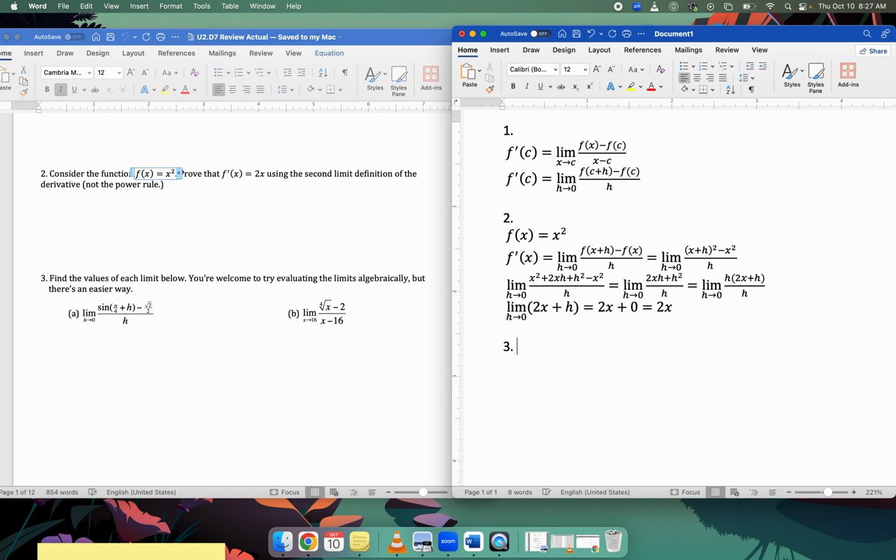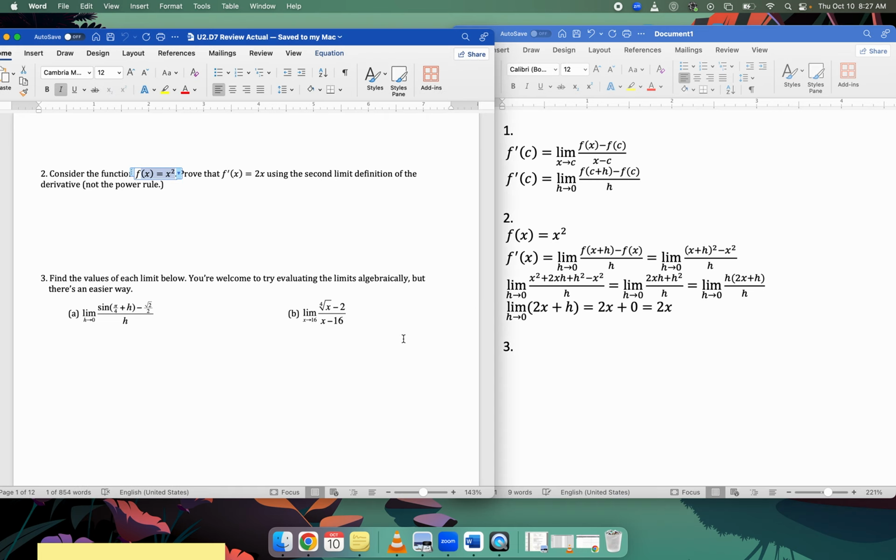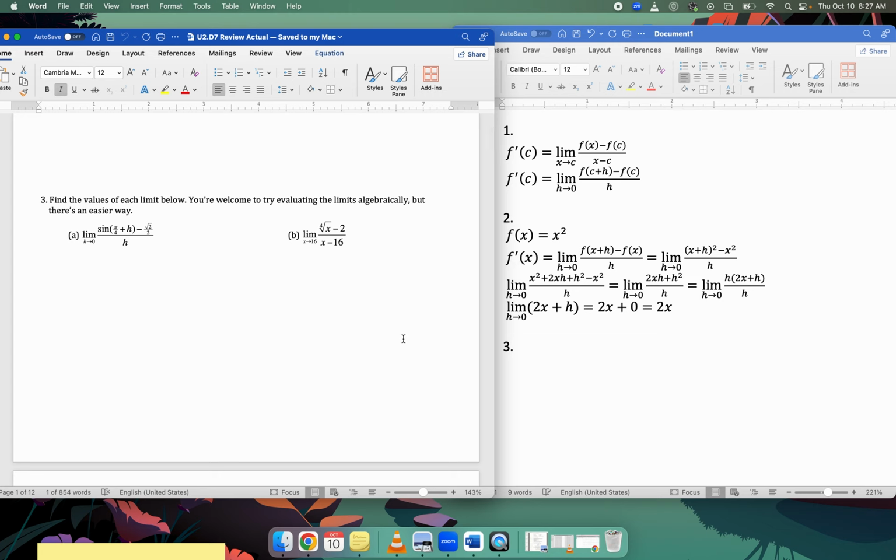Number 3, find the values of each limit below. You're welcome to try evaluating the limits algebraically, but there's an easier way. Yeah, you really should not try to evaluate these algebraically. That's a mistake. If you see a limit in this unit, it's a derivative of some kind. The idea with each of these is that each of these limits is actually just the derivative of some function at some point, right?